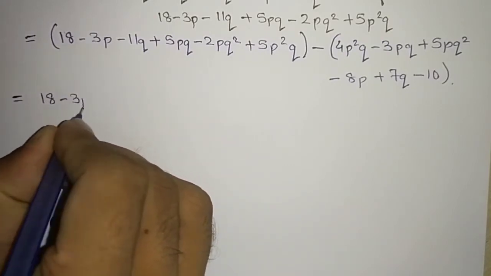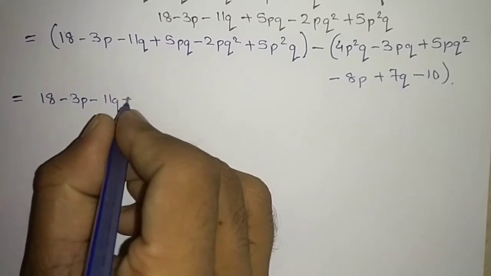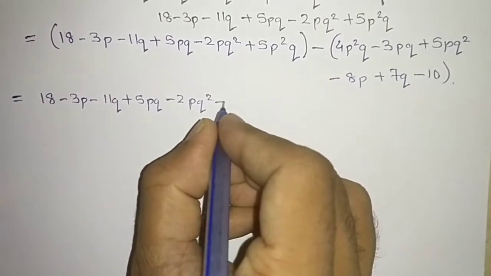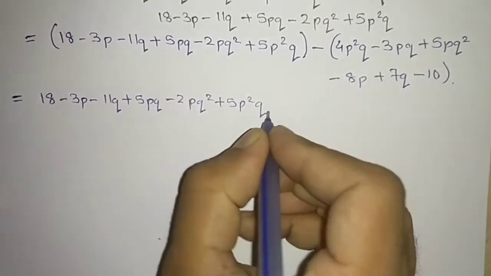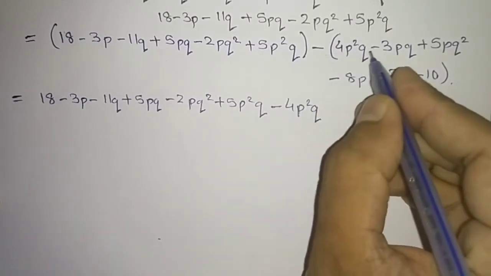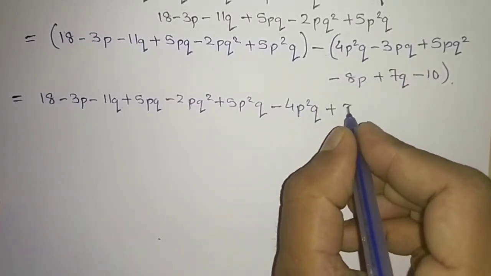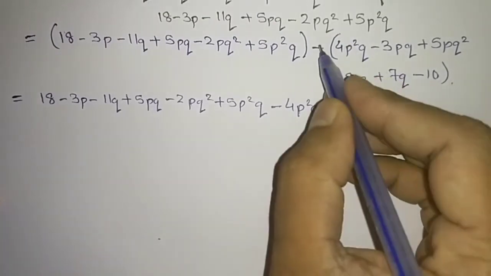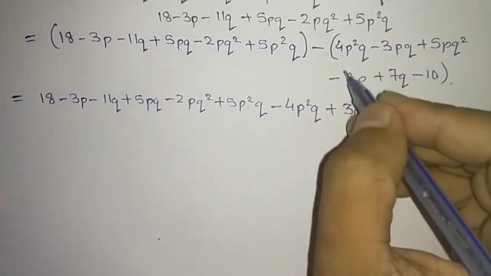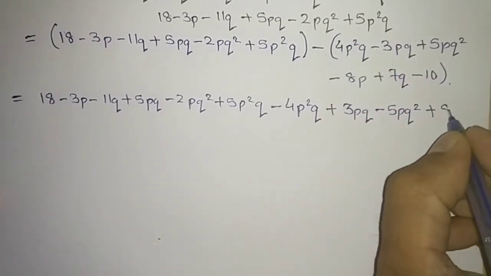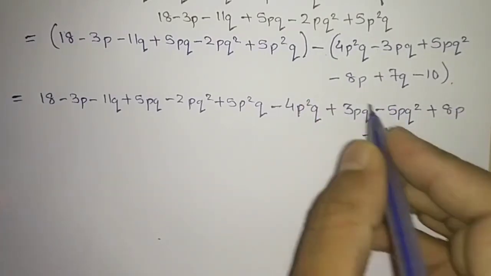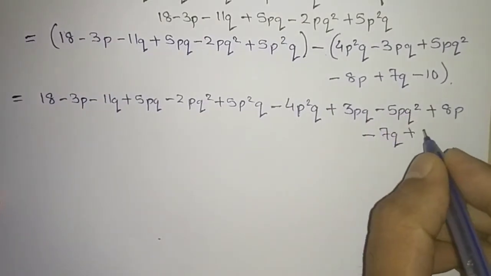18 minus 3p minus 11q plus 5pq minus 2pq square plus 5p square q. Minus into plus will be minus p square q, minus into minus will be plus 3pq, minus into plus will be minus 5pq square, minus into minus will be plus 8p, minus into plus minus 7q, minus into minus will be plus 10.